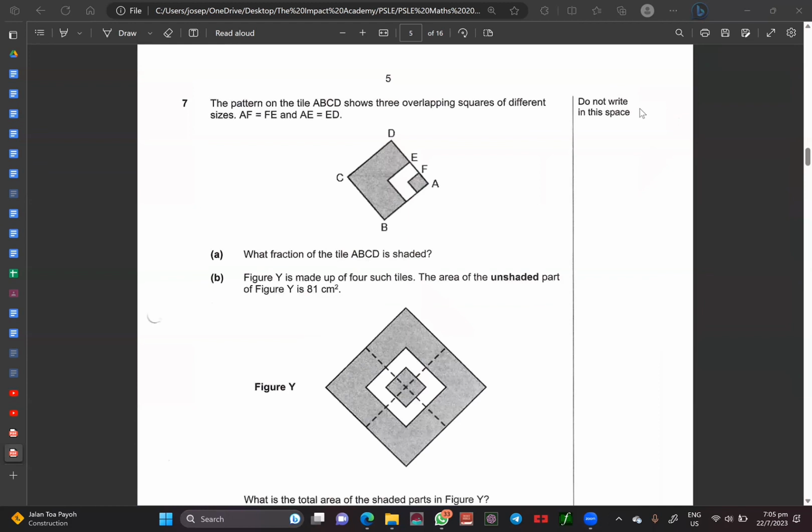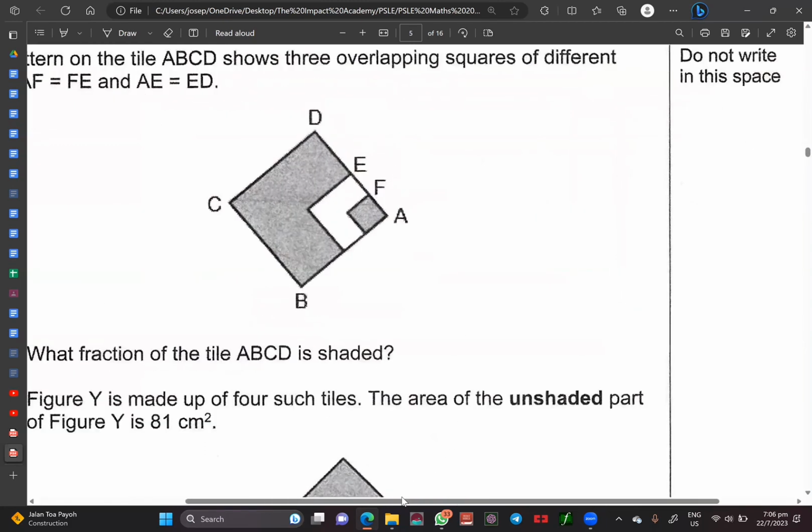Now, hi everyone. Today, as you can see over here, it says that the pattern on the tile ABCD shows 3 overlapping squares of different sizes. AF is equals to FE. So allow me to zoom in a little bit. AF is equals to FE.